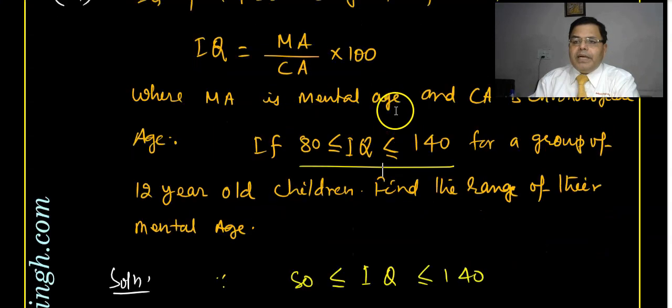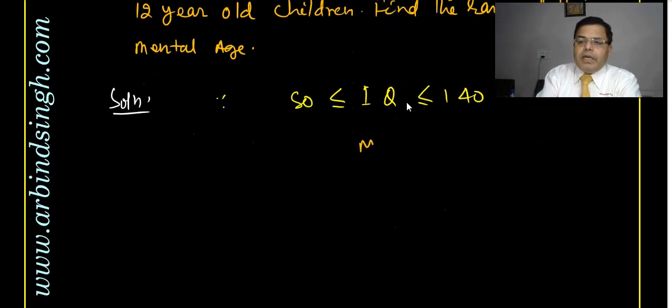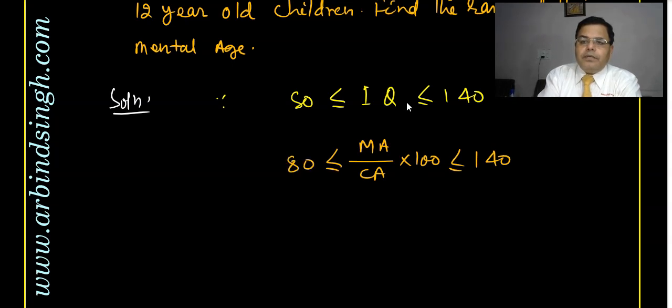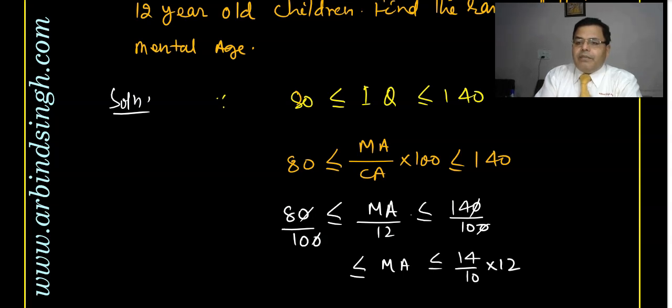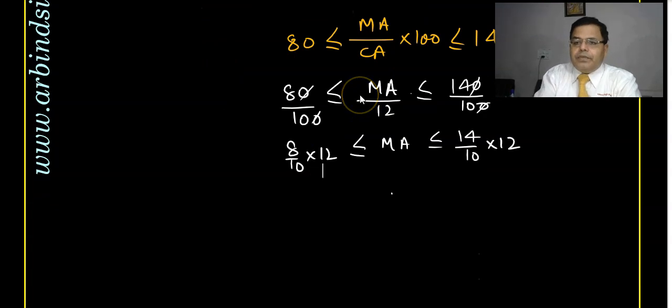So I can use the formula mental age upon chronological age multiply by 100. So this is mental age upon CA into 100 is less than 140 and is greater than 80. Right? We can do that. Now children are age 12 years, so chronological age is 12, it is given there. So here mental age is to be calculated, and 100 can be divided on both sides. So this is 140 by 100 and that will be 80 by 100. Now mental age you have to calculate, 0 and 0 cancel and this 0 and 0 cancel. So mental age can be 14 by 10 multiply by 12 and here 8 by 10 multiply by 12.